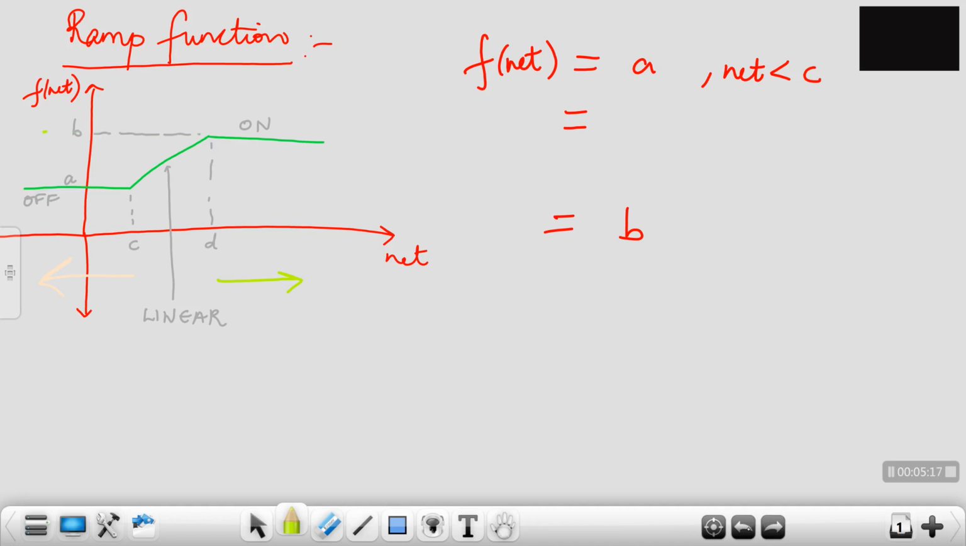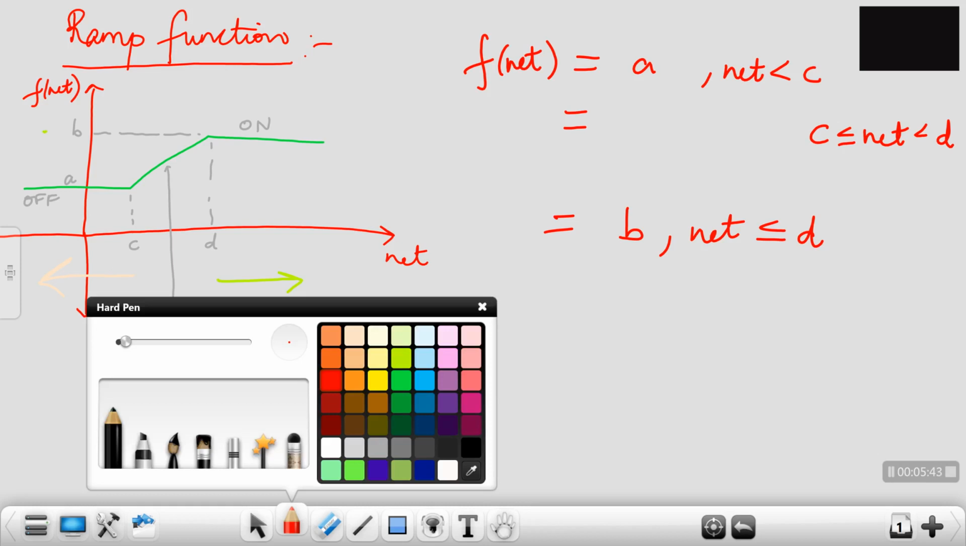Now, so I can write this as when net is greater than or equal to B. Now the main concern is what will be the value of net in between C and D, that is this linear region. So how can you find out? You already know how to find the equation of a line. So we will be using the same technique to find out the equation of a line, and we shall be using this. What is the equation of a line?